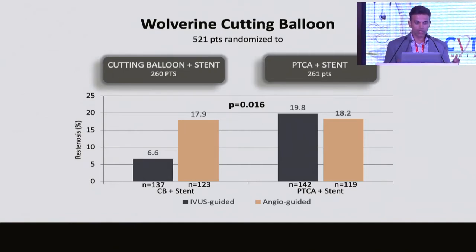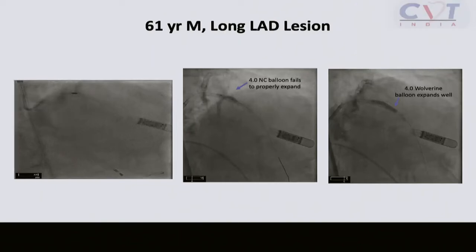So this was old data where they randomized people to cutting balloon and stent versus PTCA and stent, and they see that their restenosis rates are lower in cutting balloon angioplasty, but this was just before pure angioplasty, right? Or this was just while there was pure angioplasty. So let's look at this case.